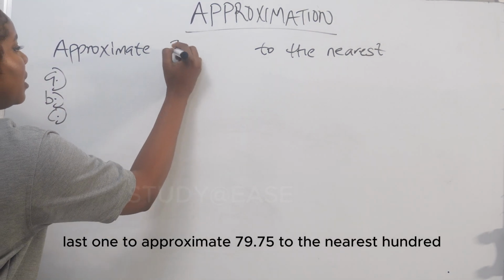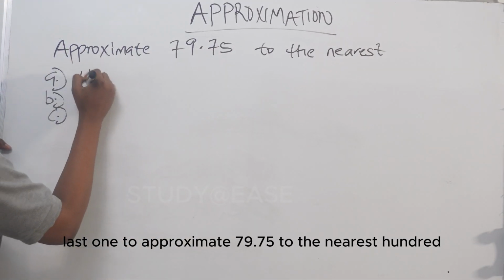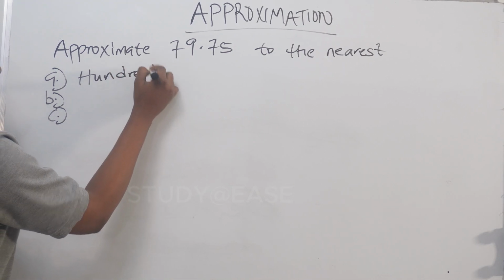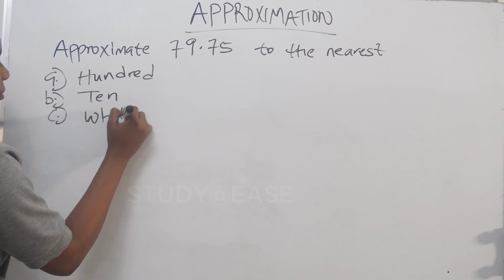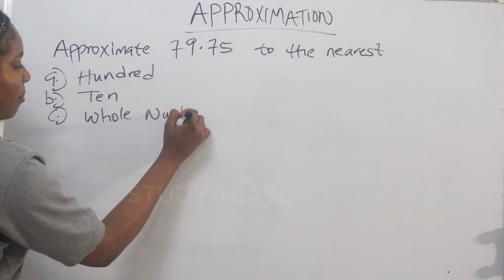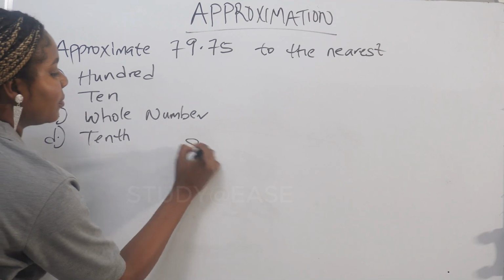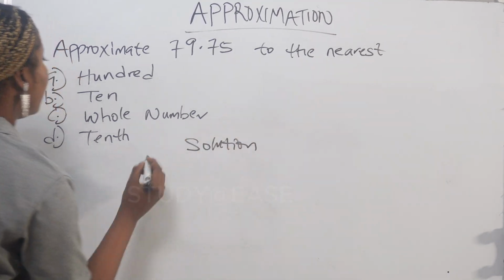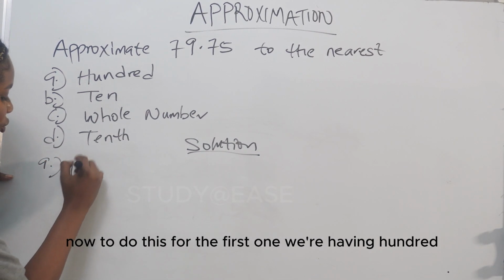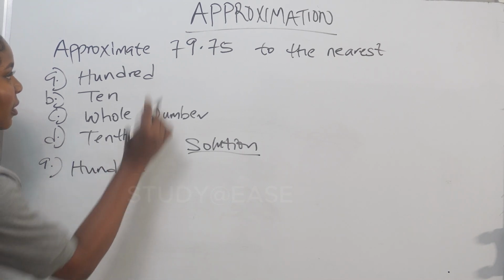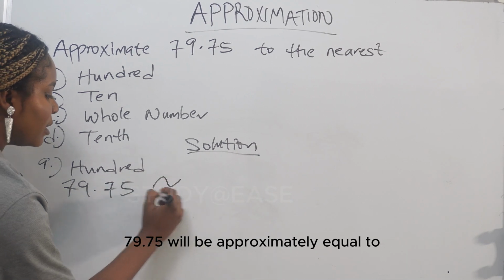Let's say we want to approximate 79.75 to the nearest 100, 10, whole number, and tenths. Now to do this, for the first one, we are having 100, 79.75 will be approximately equal to.